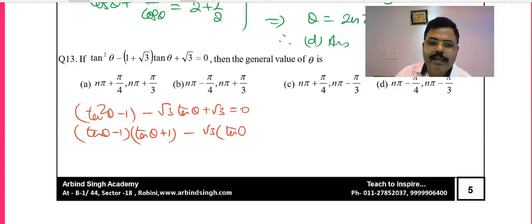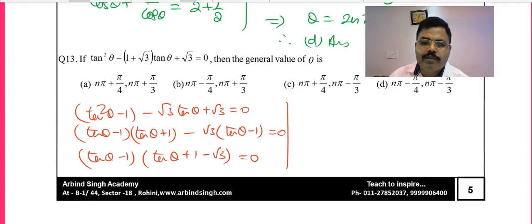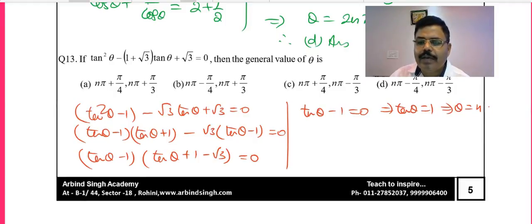If I would take, then tan theta minus 1 would be 0. So I can take tan theta minus 1 and tan theta plus 1 minus root 3 is equal to 0. So there would be two such situations. One is tan theta minus 1 is equal to 0, then tan theta is equal to 1, and then theta is equal to n pi plus pi by 4. This is one solution, right?